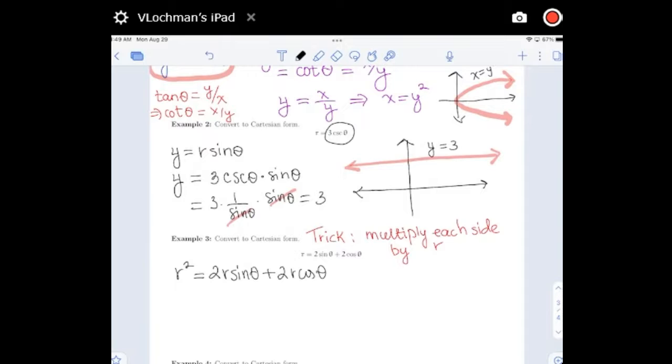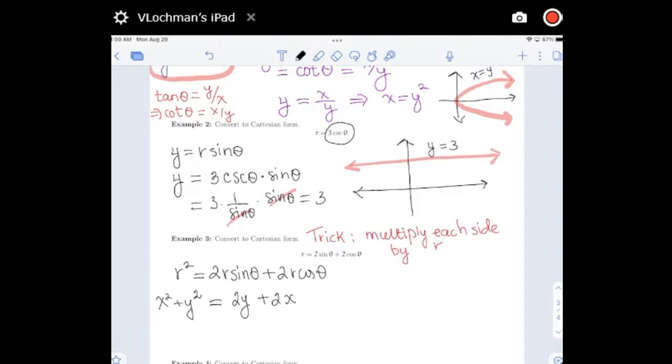And now we have all of the components to rewrite this equation in terms of x and y only. I know what r squared is. That's exactly the Pythagorean theorem, right? That's x squared plus y squared, equal to what? Here I have 2y plus 2x. Now, technically, this is an equation in terms of x and y, so technically we are finished, but we still don't really know what that object looks like.